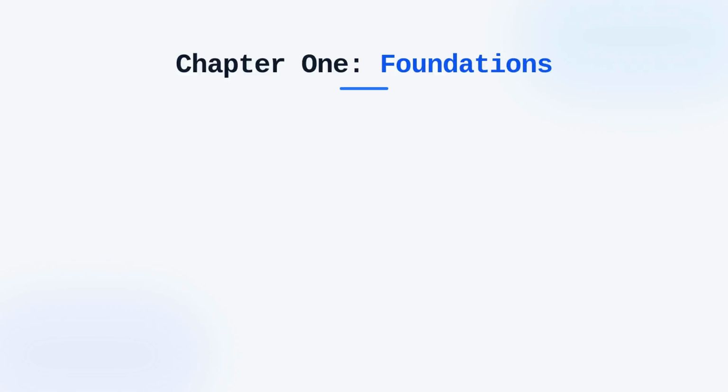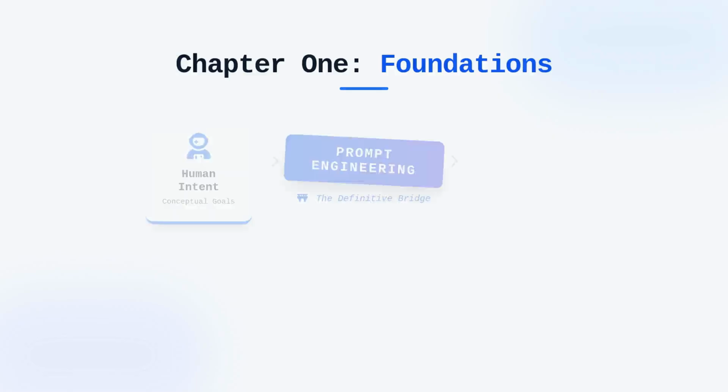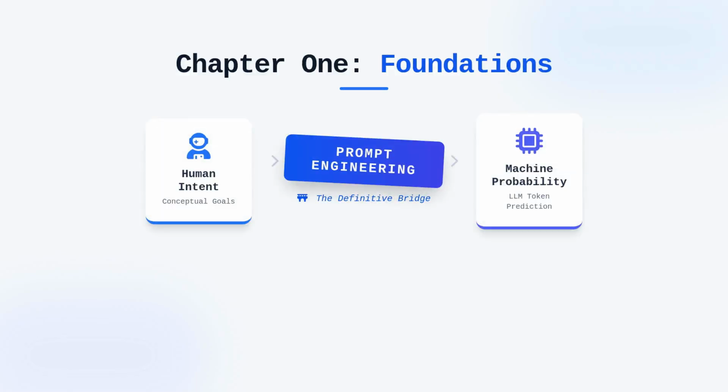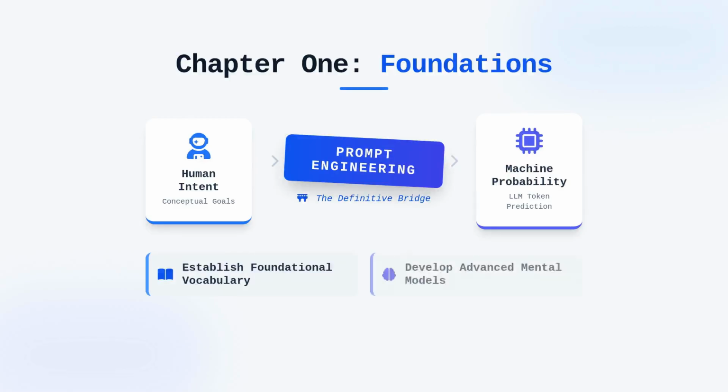Welcome to the first chapter of our journey, where we define prompt engineering as the definitive bridge between human intent and machine probability. In this section, we will establish the foundational vocabulary and mental models required for advanced interaction with large language models.